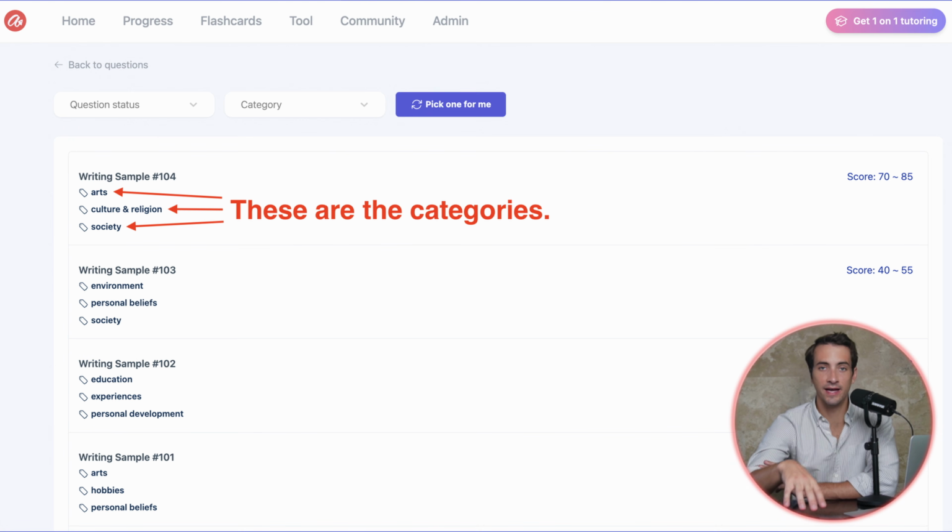When you are practicing in Arno, you will see that writing and speaking questions will have these topic labels so that you can be sure to practice questions that are in each of the topics. By doing that, you become comfortable writing about those topics, and you'll be able to reuse those ideas on the test.